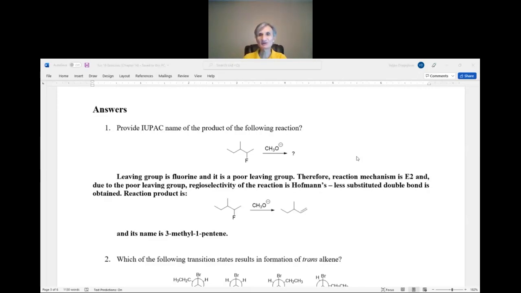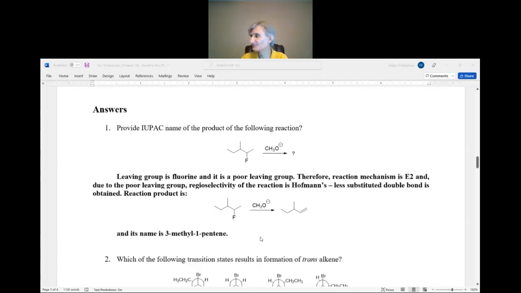In terms of mechanism, it has to be E2. And in case of poor leaving group, such as fluorine, in general with poor leaving group, regioselectivity is Hofmann. That means that less substituted double bond or less stable double bond is obtained as a major product. And so it has to be elimination, and the elimination could proceed in such a way to give us 3-methyl-1-pentene, or 3-methyl-2-pentene with double bond between carbons 2 and 3. It's going to be 1-pentene as a major product because it's a poor leaving group and it's Hofmann elimination.